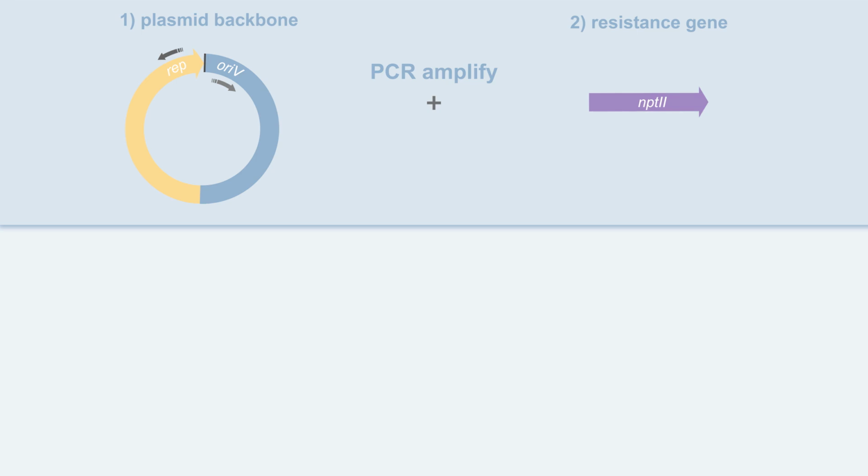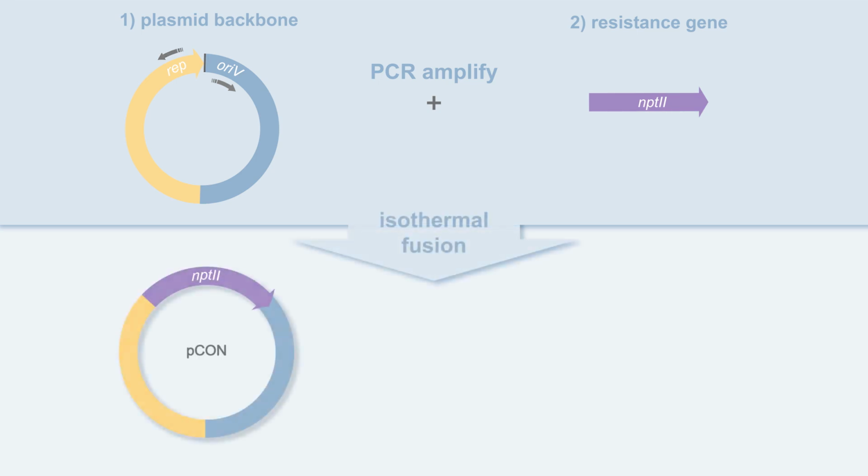Design the primers for the resistance gene with approximately 20 base pairs of sequence complementarity to the plasmid backbone. After the PCRs, fuse the homology region of the purified resistance gene PCR product to the purified plasmid backbone using isothermal assembly at 50 degrees for 60 minutes. Transform the fused product into E. coli DH5-alpha using electroporation. Plate 100 microliters of the mixture on selective media and incubate at 37 degrees for about 24 hours.